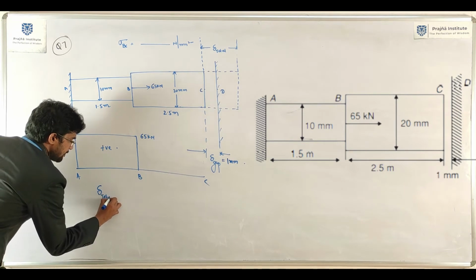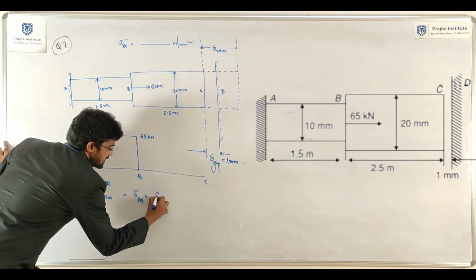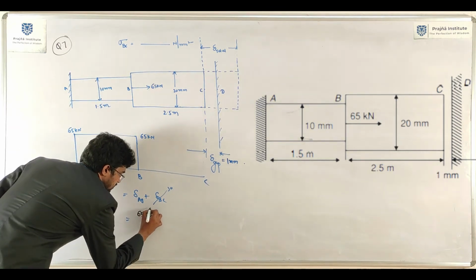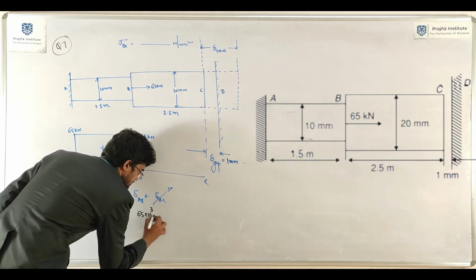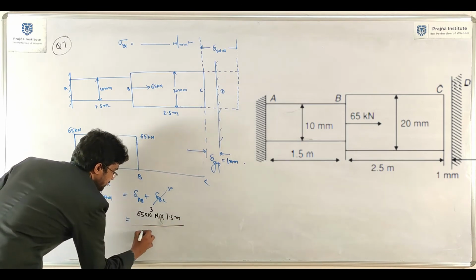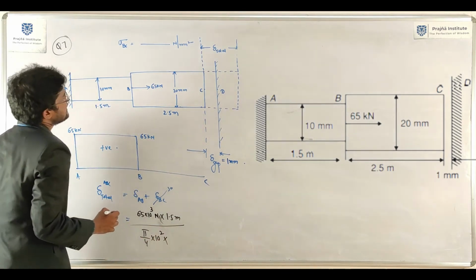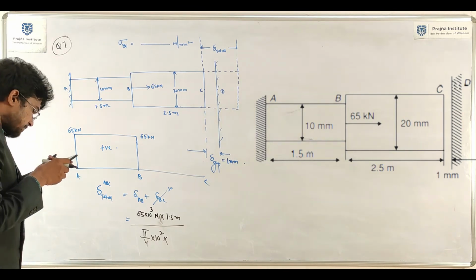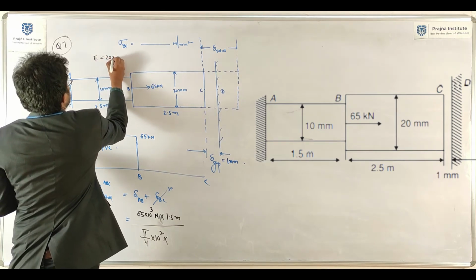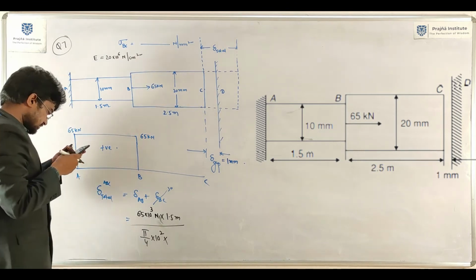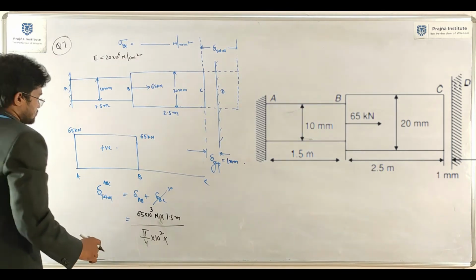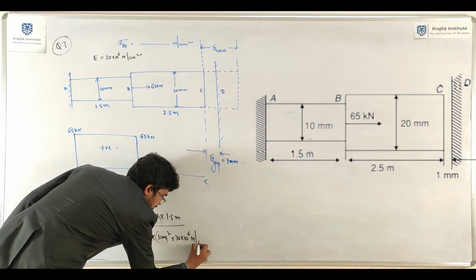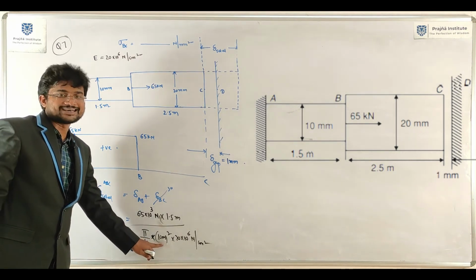What is the delta total in the member ABC? Delta AB plus delta BC, where delta BC equals 0. Then, how much is this? 65 into 10 cube Newton, what is L? 1.5 meter by pi by 4 into 10 square. What is the value of E given in the question? I think 200 gigapascal. E equals 20 into 10 power 6 Newton per centimeter square. Correct? Here you can put centimeter, centimeter square.